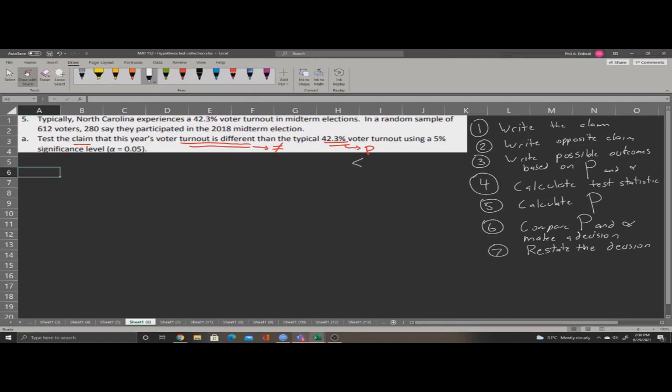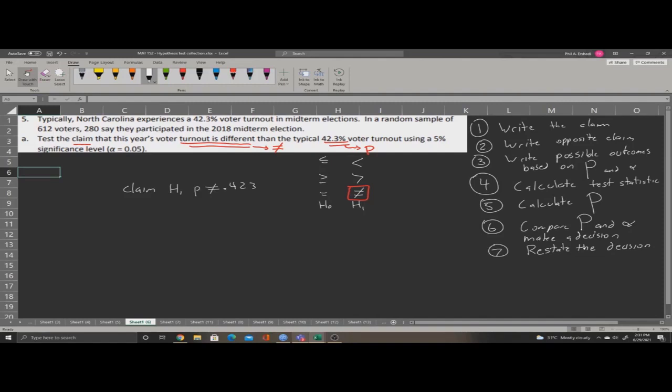Remember that if we have less than, greater than, and not equal to, that means our claim is alternate. If we had less than or equal to, greater than or equal to, or equal to, that means that we would have null. Now, since we have not equal to, this means that our claim is alternate and it's going to be not equal to. So we'll say we are going to claim for the alternate hypothesis H1 that little p is not equal to 0.423.